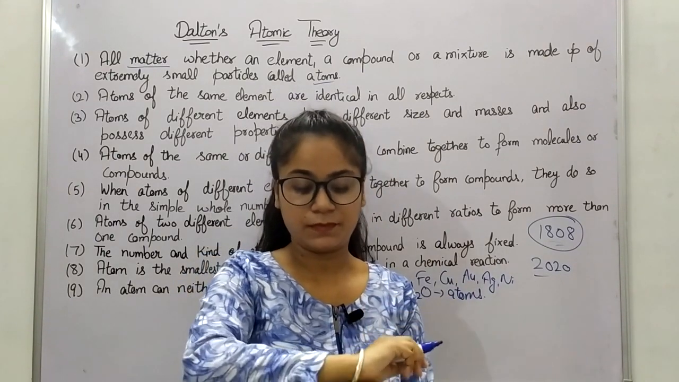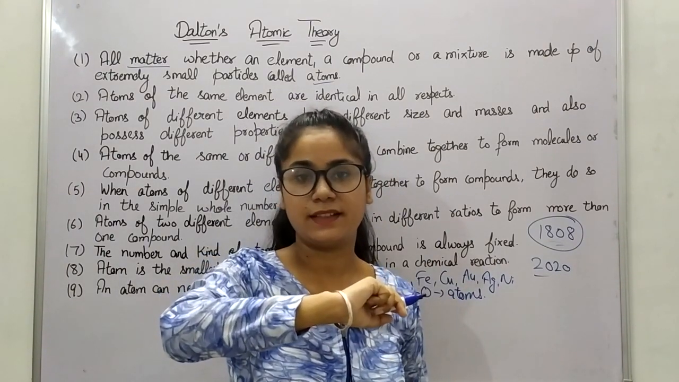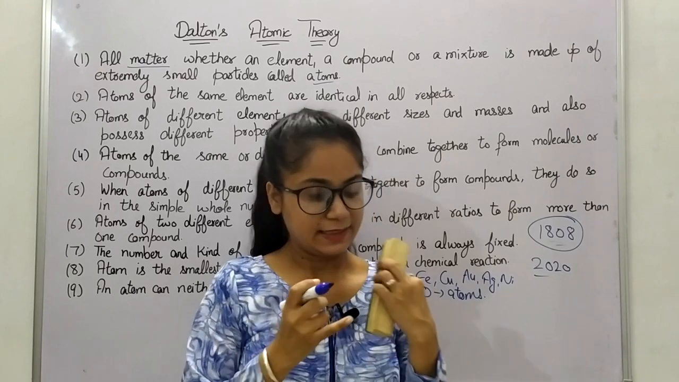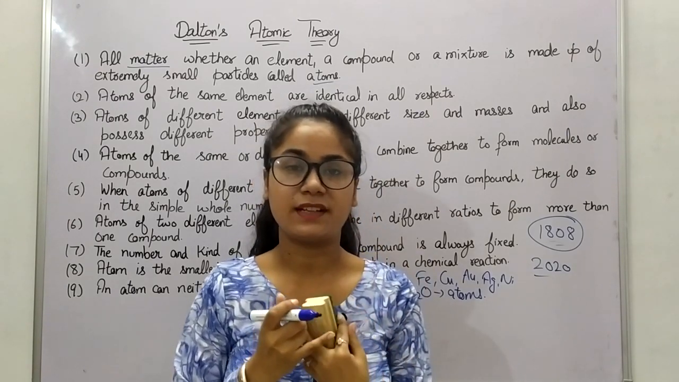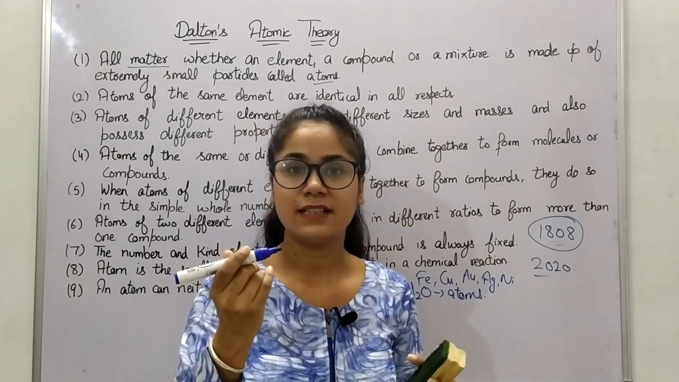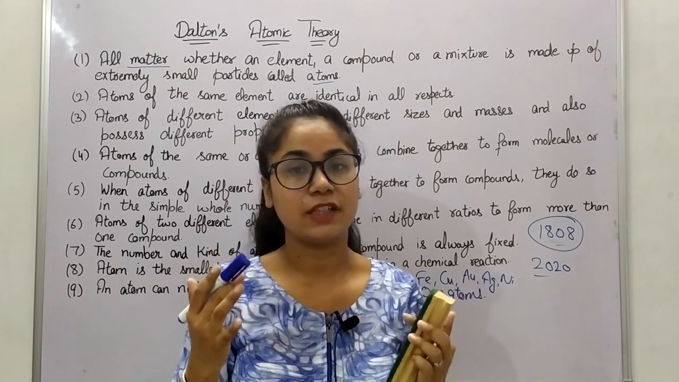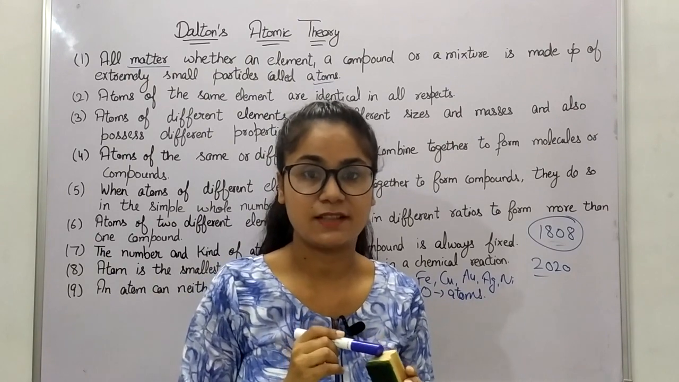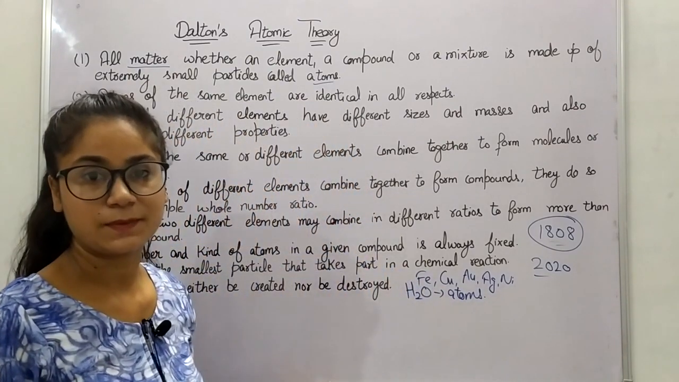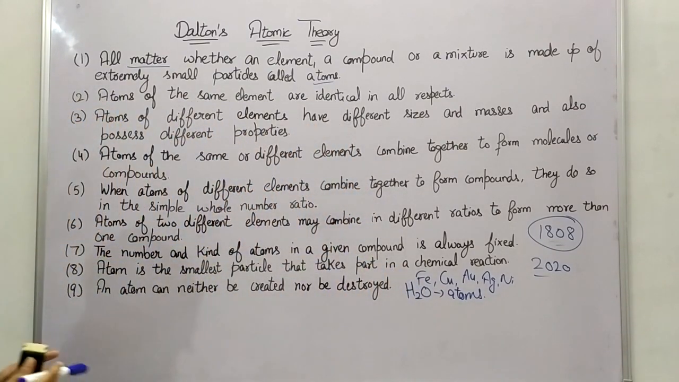This bracelet I am wearing is made of matter. These two rings I am wearing are made of matter. This marker is made of matter. That means all these things are made of atoms. This duster is made of atoms. This board is made of atoms. So everything is made of atoms.